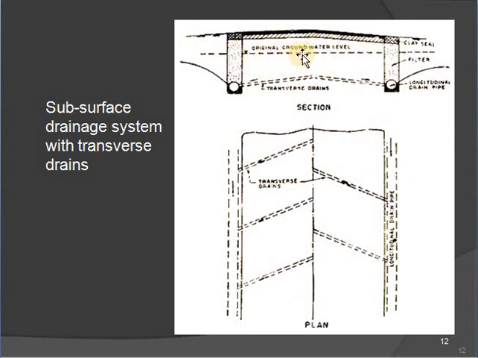So here our original groundwater level is there, and this is the clay seal you can see, and this is the longitudinal drain pipe. So whatever falls on the top here, it goes into these drains. This is nothing but subsurface drainage.